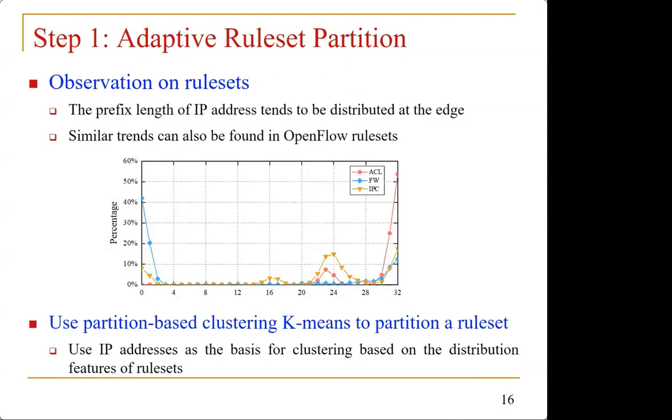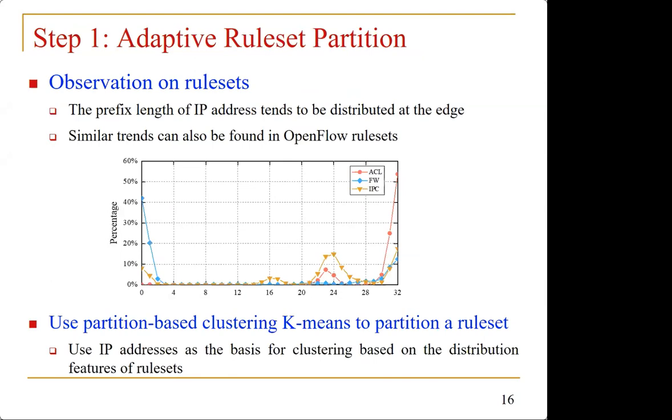The distribution of rulesets has specific features, and exploiting them is helpful to build a better tree. We make some observations on access control list, firewall, and IP chain rulesets. It can be found that the prefix length of IP addresses tends to be distributed at the edge. That is, a large portion of prefixes is located near 0 or 32, as shown in the figure.